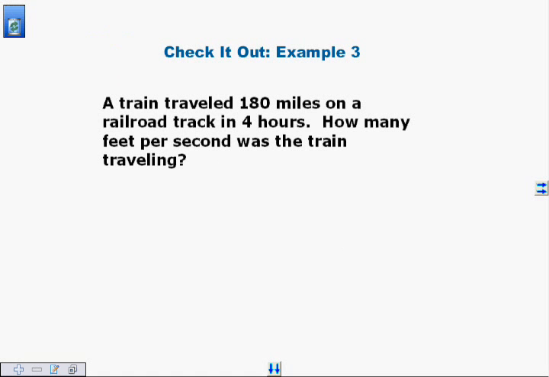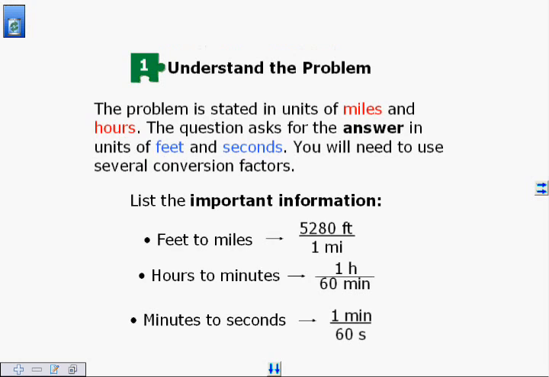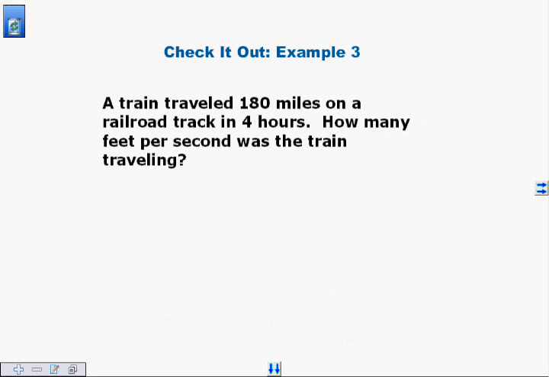So now I want you to try it. The train traveled 180 miles on a railroad track in 4 hours. How many feet per second was the train traveling? So, I want you to understand the problem first. So, list out your stuff, make your plan, make sure you reduce down to the unit rate, and go ahead and pause the video and please give it a try. You can press play and fix your mistakes, but I want you to try it first, so hit pause.